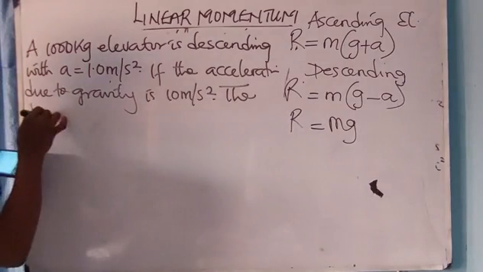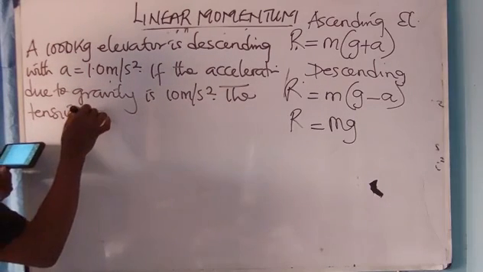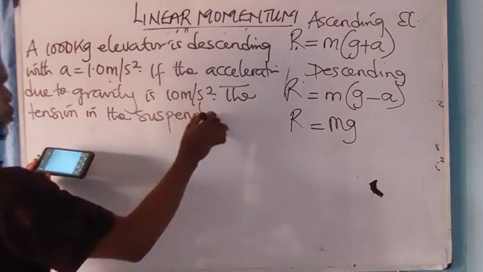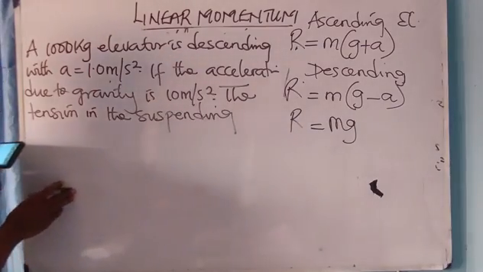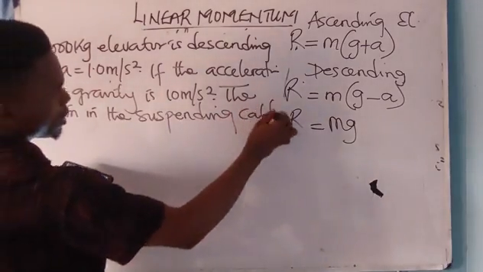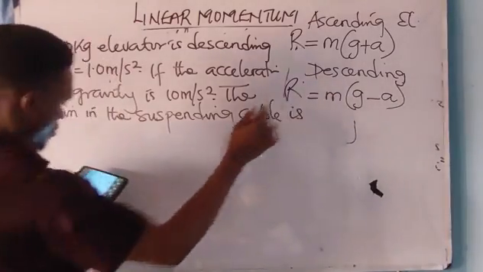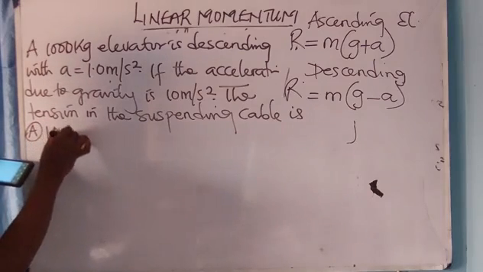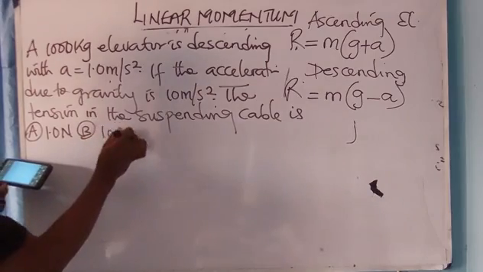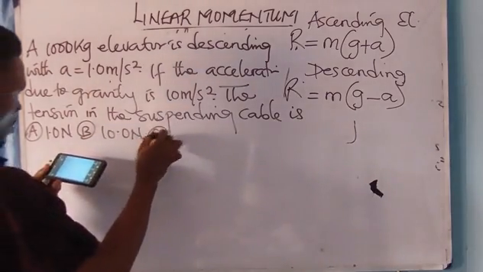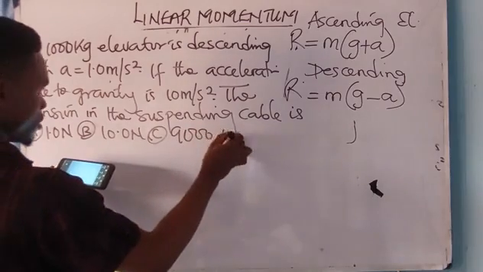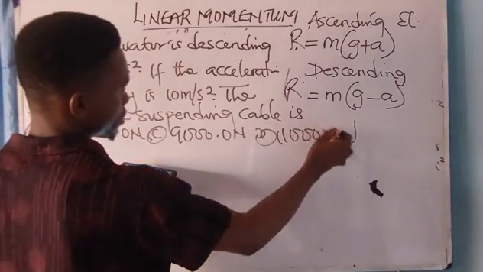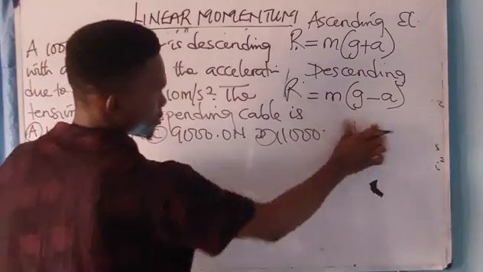the tension in the suspending cable is? They give us the options: A 1.0 Newton, B 10.0 Newton, C 9,000 Newton, D 11,000 Newton, and E 0 Newton.